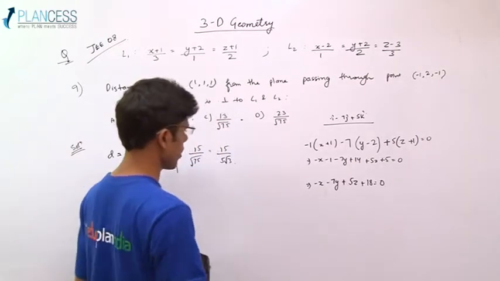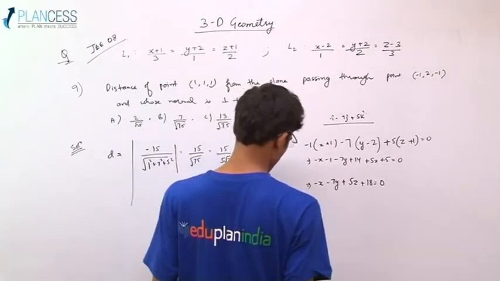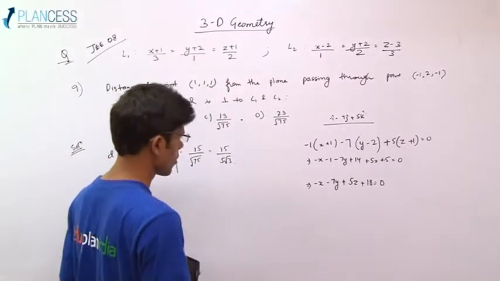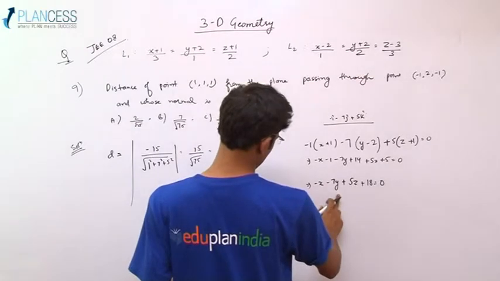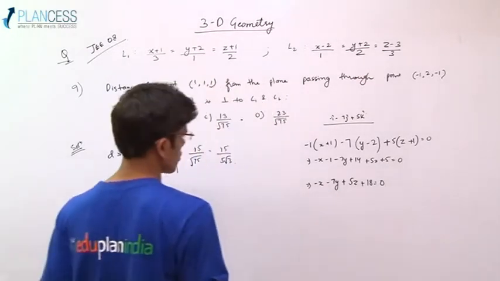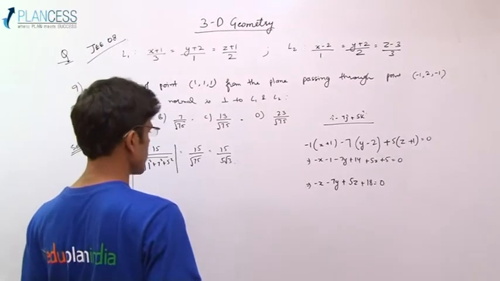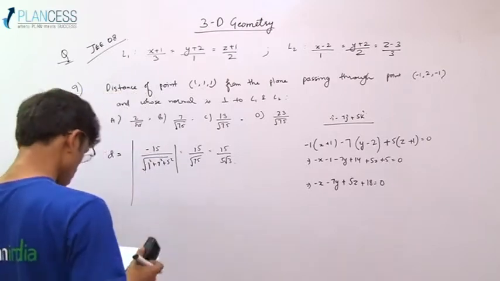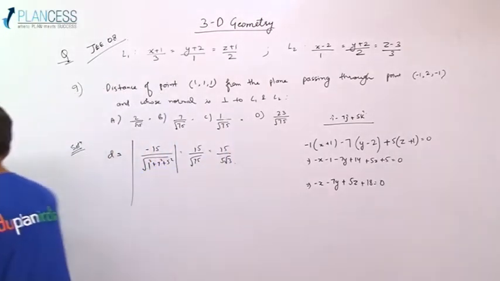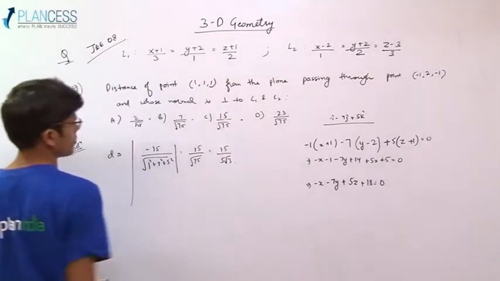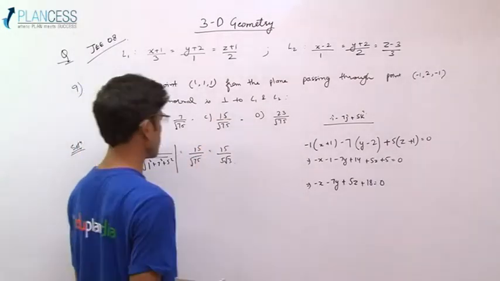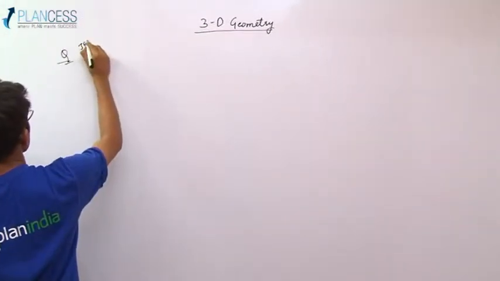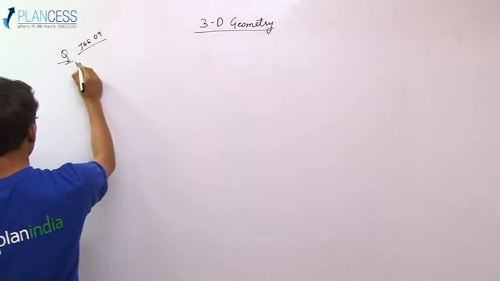So putting 1 comma 1 comma 1 here, we get minus 1 minus 7 is minus 8, plus 5 is minus 3, plus 18 is 15, divided by root 75. So I think there is a mistake. I'm sorry, the option was 15 by root 75, so this is the correct answer. So this was from JEE 09, question number 10.